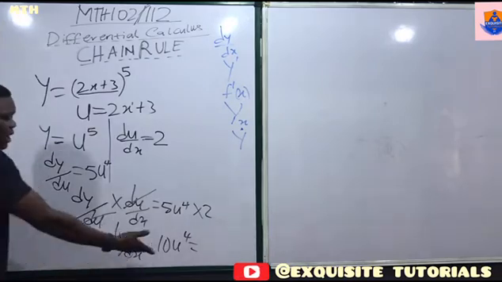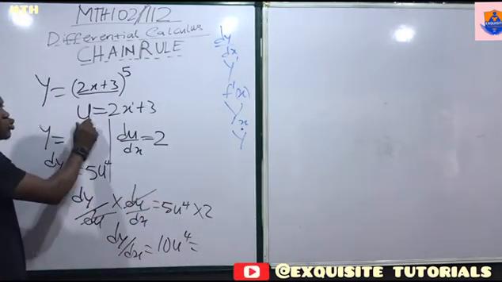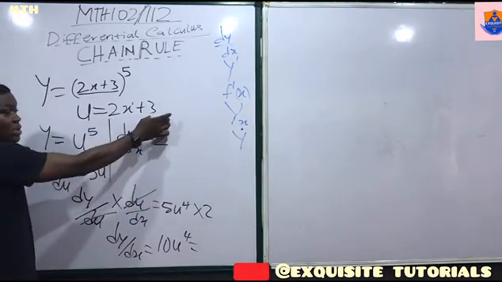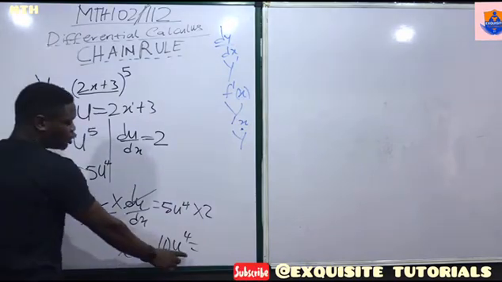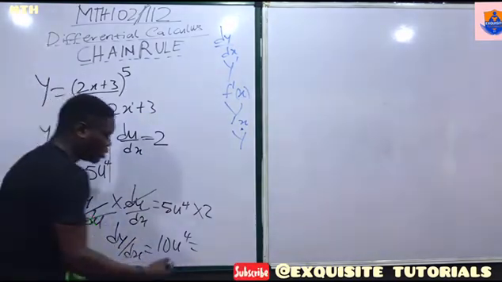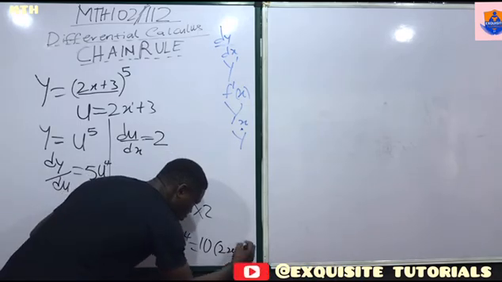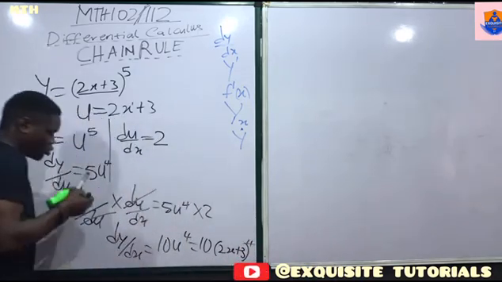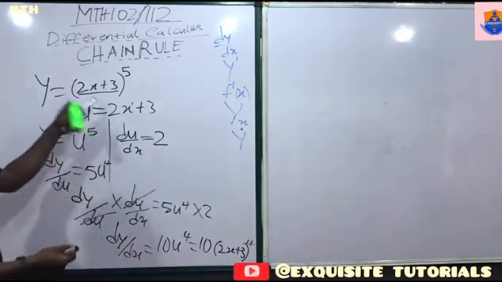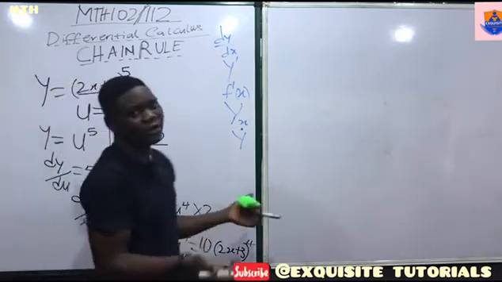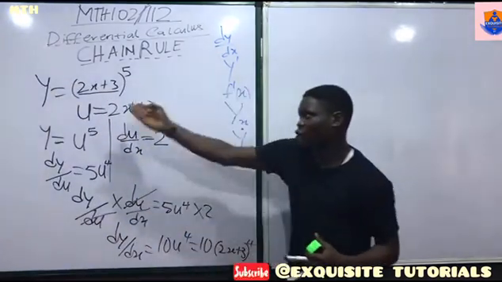So this part that we have u, remember we said u is 2x plus 3. So anywhere I see u, I'll change it to 2x plus 3. So I'm going to have 10 brackets 2x plus 3 raised to power 4. So this becomes the gradient of this curve. Very straightforward, isn't it?